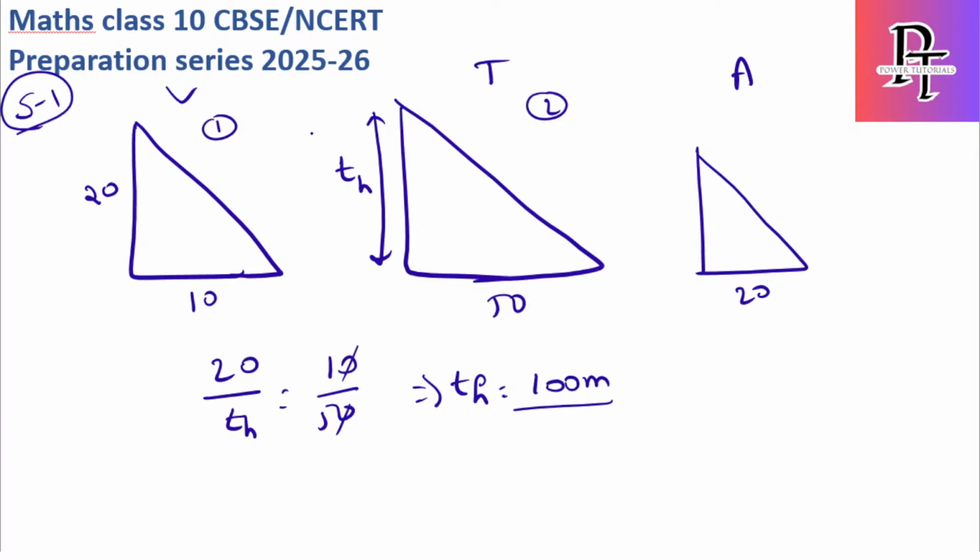So now I got the height of the tower as 100. Will this change with respect to time? No. Height will always be constant irrespective of the sun's position or shadow. So we know two heights: Vijay's house height is 20 and the tower's height is 100. Okay, what is the next question?